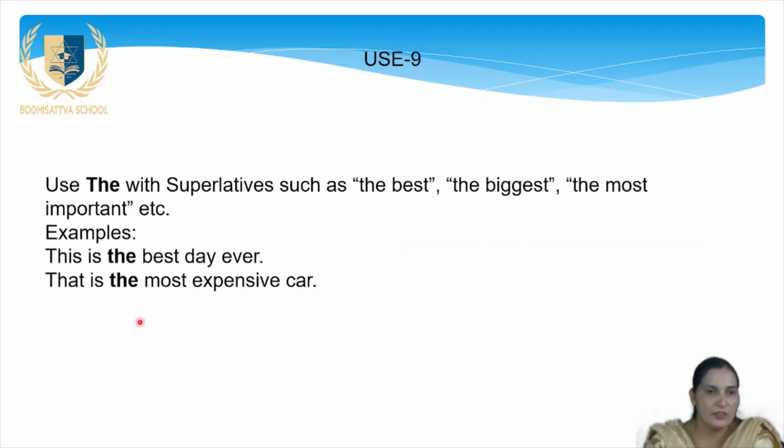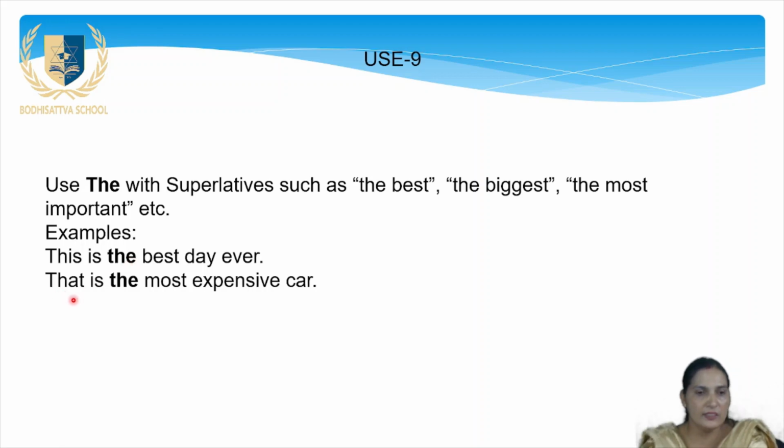And the next one, now look at here, use the article with superlative degrees, such as the best, the biggest, the most important, etc. In superlative degrees, we can use the article the. For example, look at here, this is the best day ever. In this sentence, best is a superlative degree. So best, highest, longest, these words are superlative degrees. At that time, we can use the.